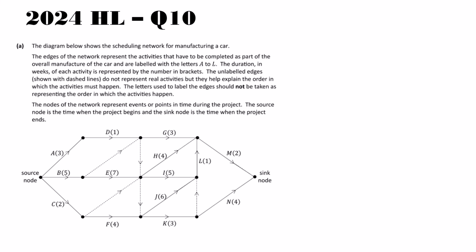The unlabeled edges, shown with dashed lines, do not represent real activities, but they help explain the order in which activities must happen. The letters used to label the edges should not be taken as representing the order in which the activity should happen. The nodes of the network represent events or points in time during the project. The source node is the time when the project begins, and the sink node is the time when the project ends. First of all, let's have a little chat about those dashed lines.